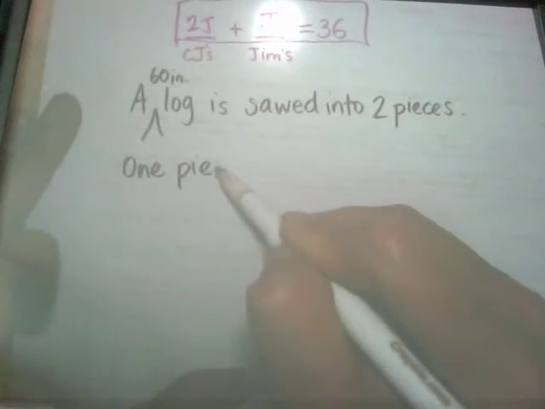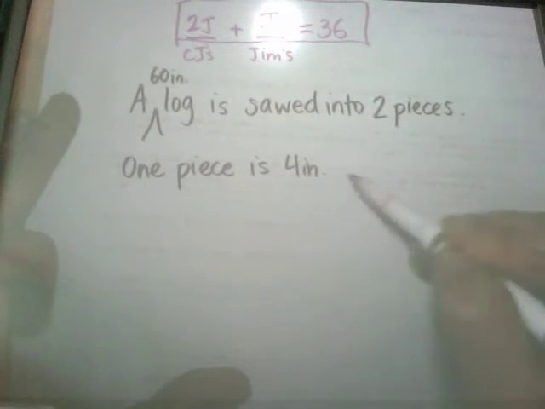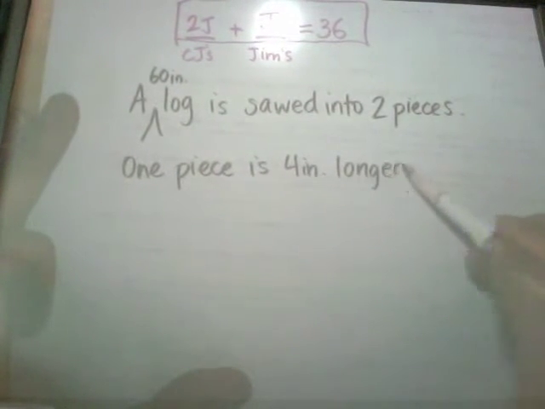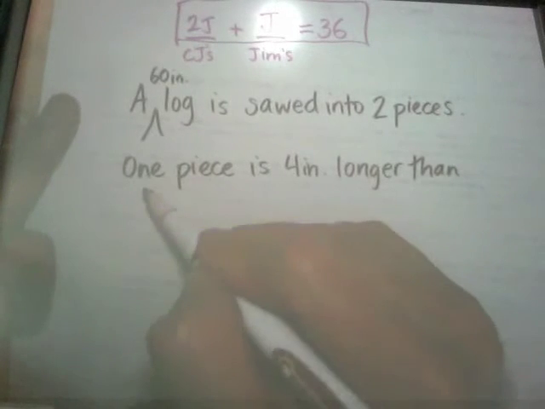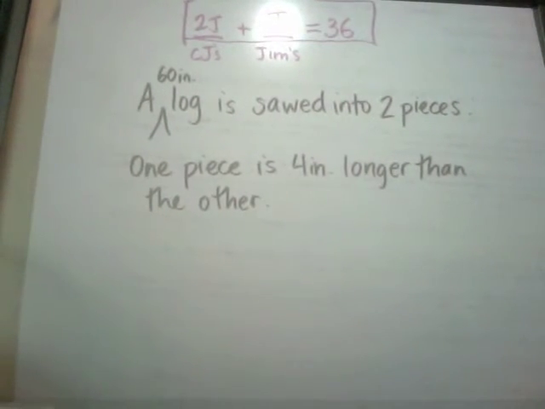One piece is 4 inches longer than the other. So I cut them into 2 pieces, but they're not equal. One is 4 inches longer than the other one. Now the question would be, what are the lengths of the pieces?